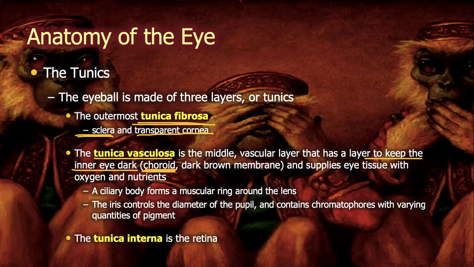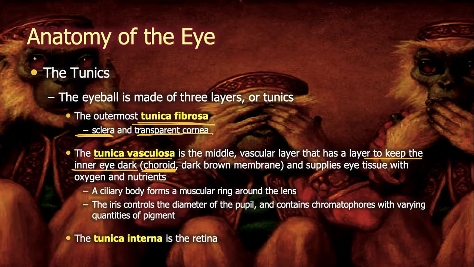Sorry. Okay. So also in that tunic, we have a ciliary body that forms a muscular ring around the lens. The ciliary body is going to constrict or tighten up, which will change the shape of the lens, which will help focus light on the retina. We also have the iris, and the iris's job is to control the size of the pupil, to constrict it and make it smaller, or to dilate it and make it bigger.